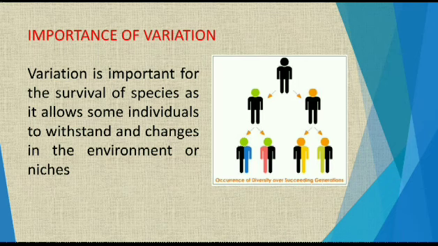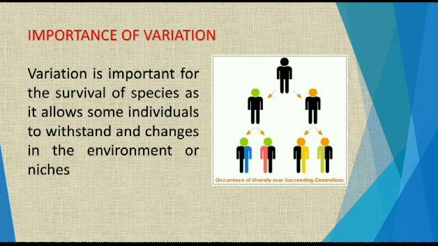Next one is variation. Variation is most important, because without variation we cannot identify a particular organism or a particular species. We see that in our houses there are so many variations between the father and the child. It will be an exception in twins, but there are variations in twins also. So variation is very important, and it is important for organisms to survive in environmental niches.